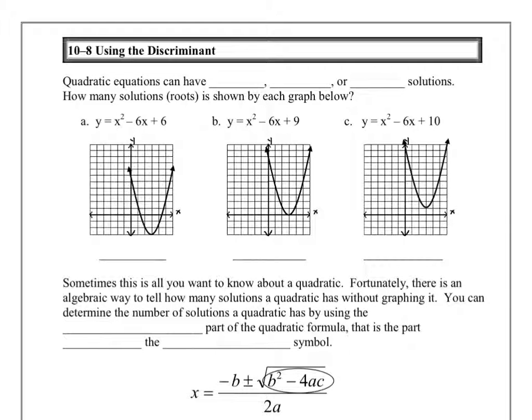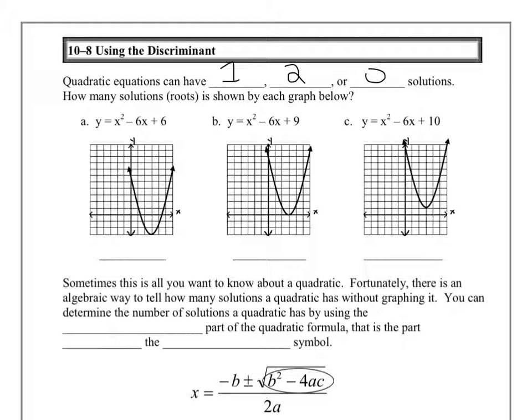Okay, so in this lesson, we will be learning about how to use the discriminant in the quadratic formula. Quadratic equations can have 1, 2, or no solutions, so 0 solutions. How many solutions is like the number of roots, which is shown on the graph below.